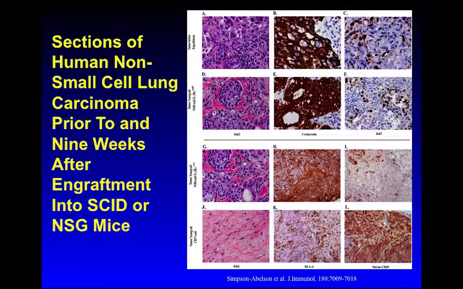Now what we're going to see here is the tumor before it's implanted, and here it is 9 weeks after an NSG mouse has received the tumor. Again, we can stain it with cytokeratin or EpCAM or other tumor markers, and there's tumor in the original, of course, and at 9 weeks out, there's still tumor. I don't think we've done a lot of staining with this, but I just wanted to show you here.